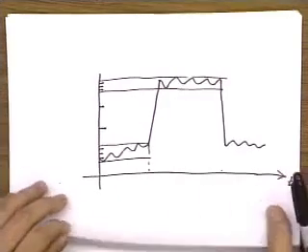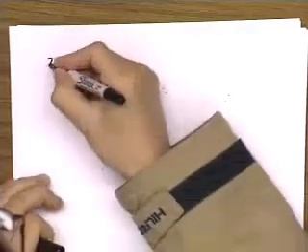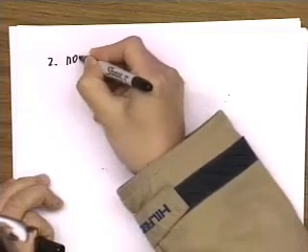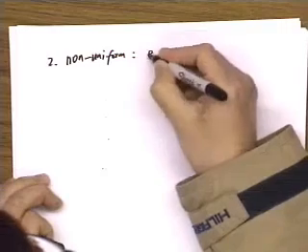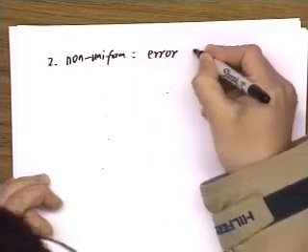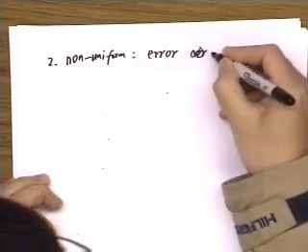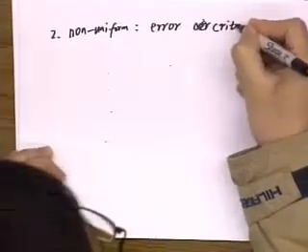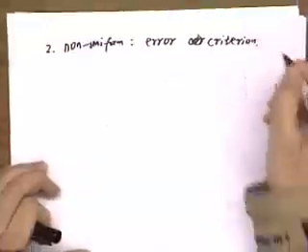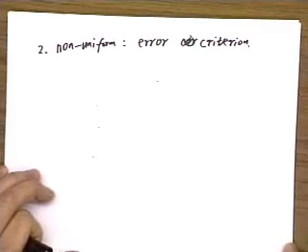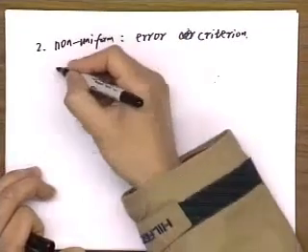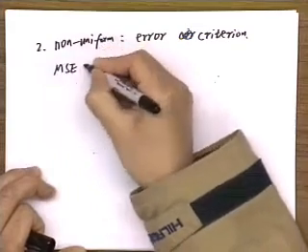So people propose that we do the quantization based on some error criteria. So it's the non-uniform case: non-uniform based on some error criteria. The most popular error criterion used by the society is the MSE, which means the mean square error.